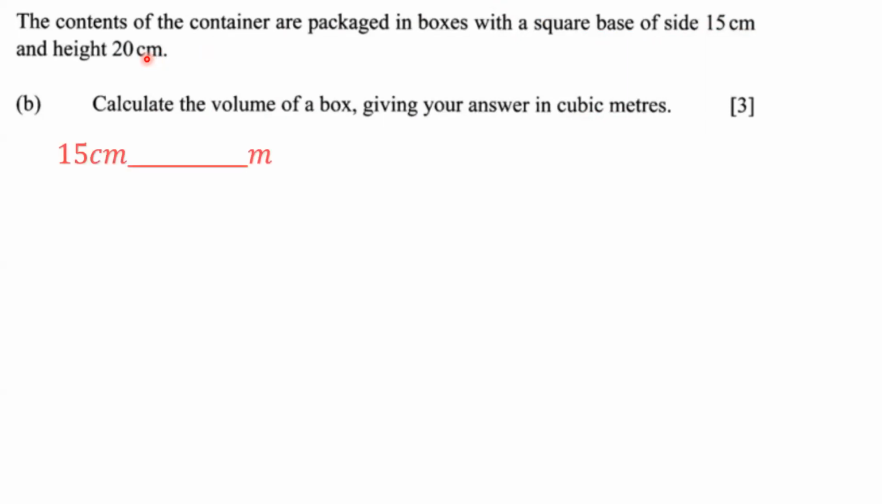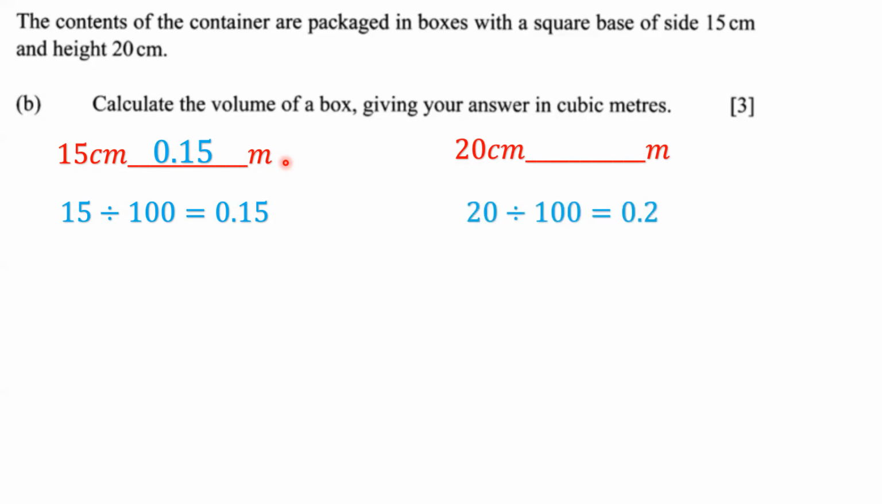How do we do that? Well, we have to take 15 centimeters and convert it into meters. So how do we do that? Well, we divide 15 by 100, and that's going to give us 0.15. And so 15 centimeters is going to be equal to 0.15 meters. And then we do the same thing with 20 centimeters. We divide it by 100, and that's going to give us 0.2. And so that means that we are going to be working with 0.15 meters and 0.2 meters.